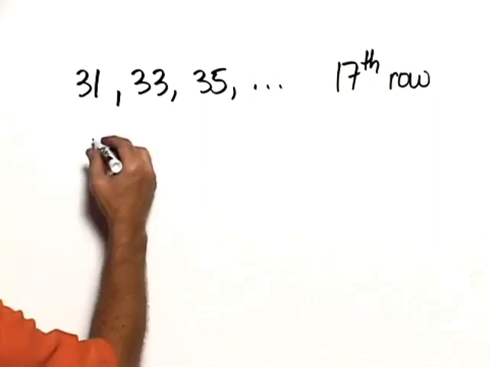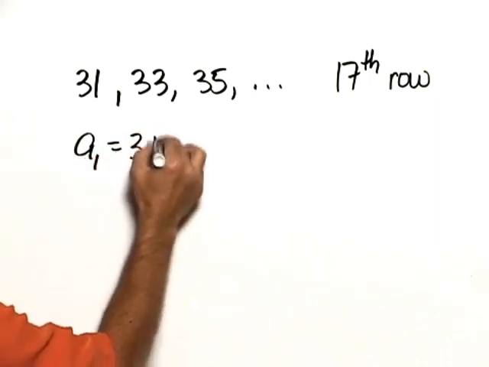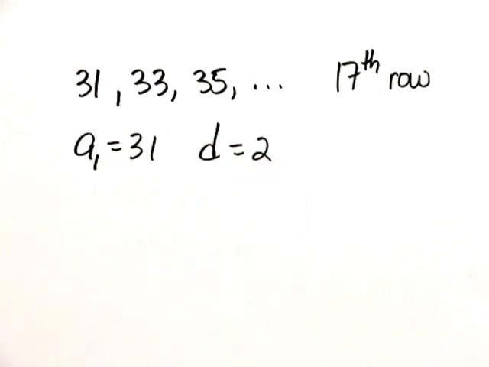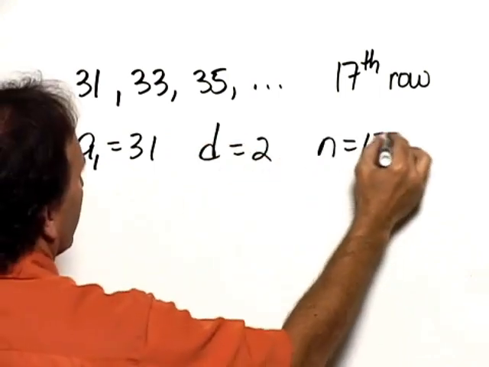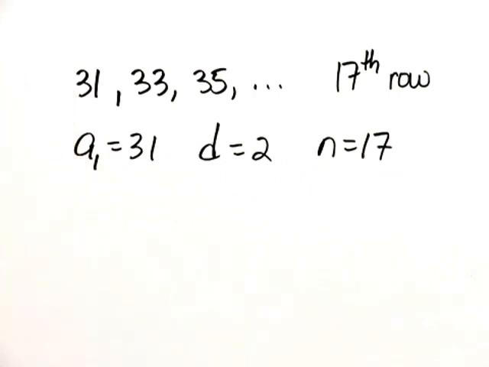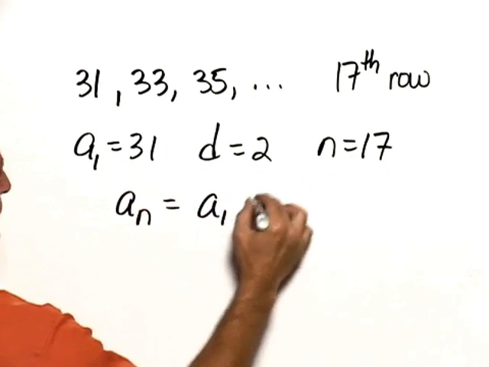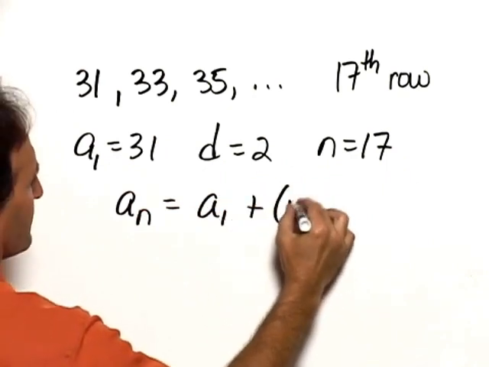So we know that a sub 1 is equal to 31. The common difference d is equal to 2. We're interested in n equals 17. Our formula: a sub n is equal to a sub 1 plus n minus 1 times d.